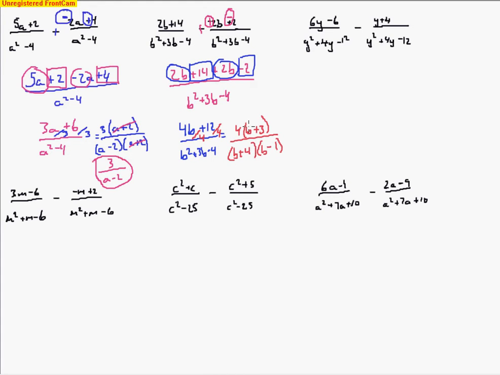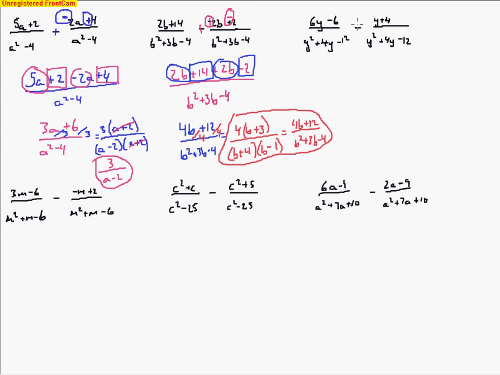You might see the answer like this one here, or they might just leave it as 4b plus 12 over b squared plus 3b minus 4. Either of these answers would be fine. So again, the key is to always factor to see if there's any canceling. Sometimes there will be, sometimes there won't.